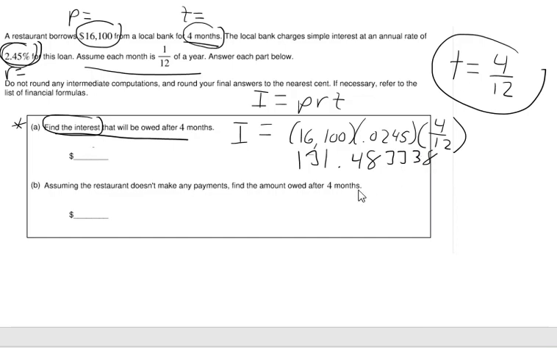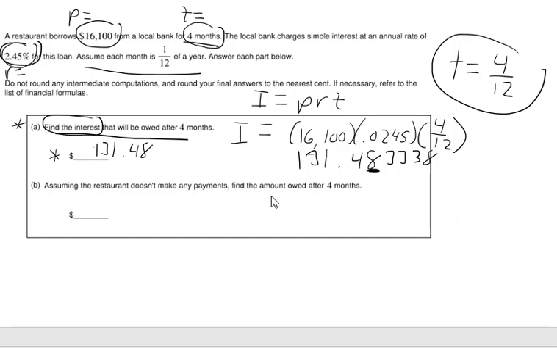The other numbers in the calculator look like this, but when we're doing our answer right here, it's at this point that we round. Okay, money rounds to the hundredths, so the 8 is in the hundredth spot. The one after that is not 5 or bigger, so this would be $131.48. That's the interest that will be owed after 4 months.